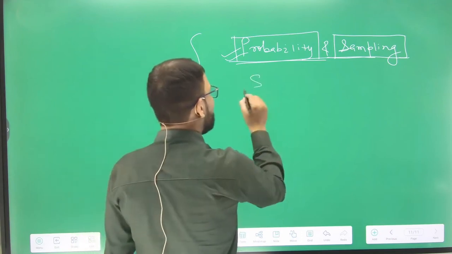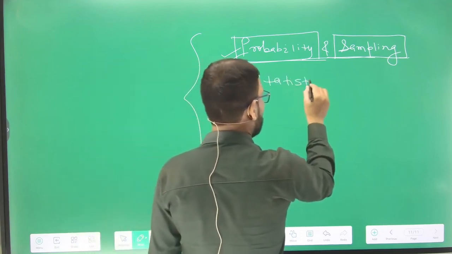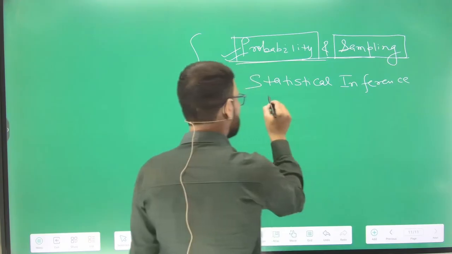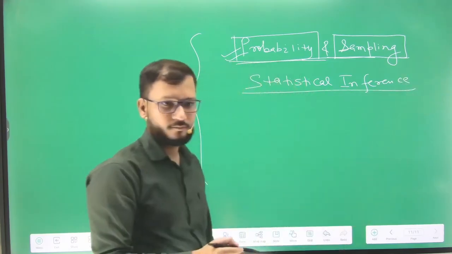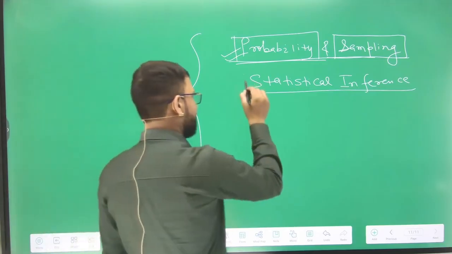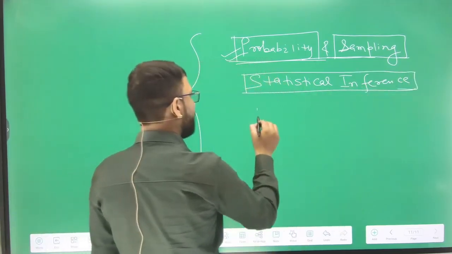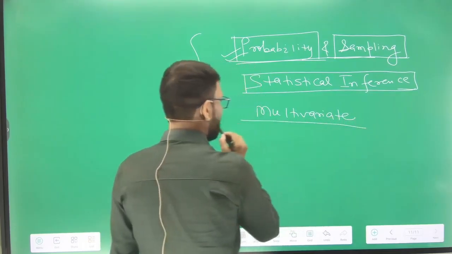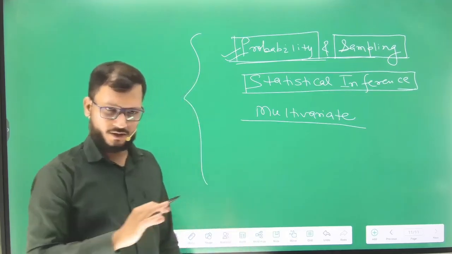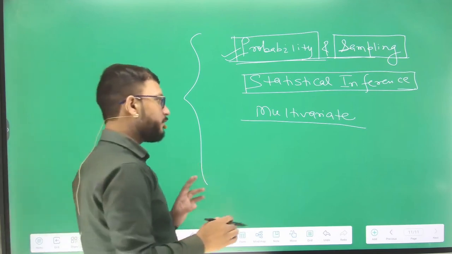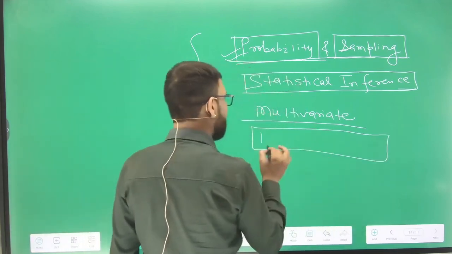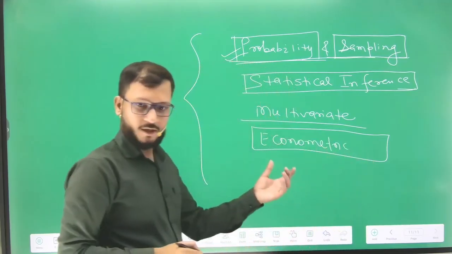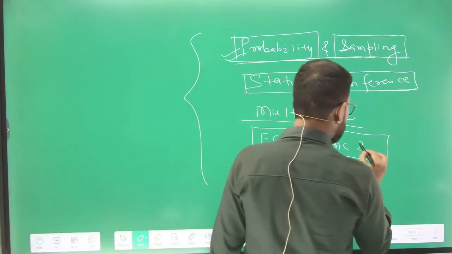Second will be statistical inference: hypothesis testing and non-parametric. So that will be the second section. Third section will be multivariate. There will be one section, stochastic, that I will not teach. There is no need to teach. Clear? There is one more section, that is econometrics and time series. This is newly added.